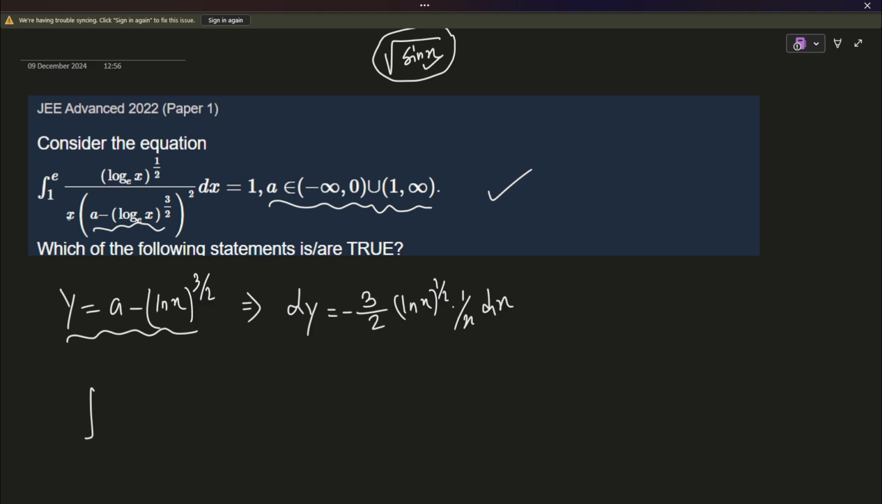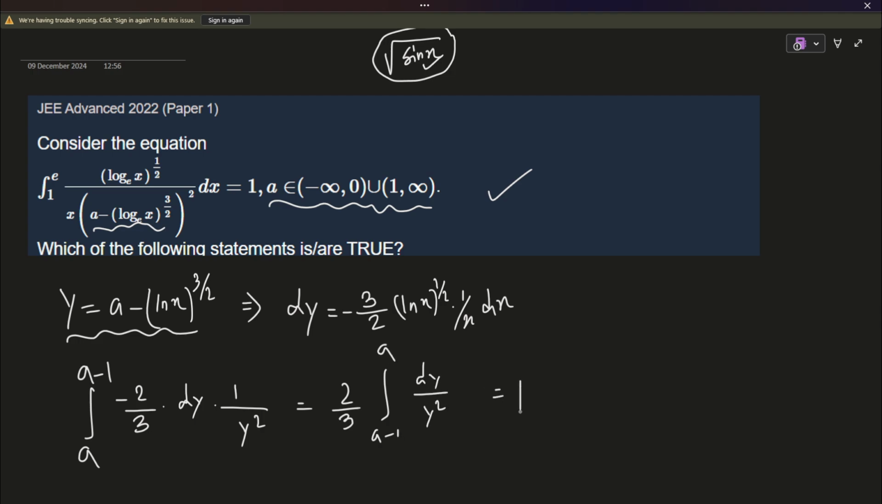तो what I can say about the limits, ln 1 क्या हो जाएगा 0, तो नीचे लिमिट आ जाएगा 1 and ln e क्या हो जाएगा a minus 1, ऐसा आ जाएगा. And then this whole thing is basically minus 2 by 3 dy, and then नीचे आ जाएगा आपका 1 by y square. And now you see कि this is nothing but 2 by 3, a minus 1 to a, and then dy by y square equals to 1. And now you can see कि dy by y square का आता है minus 1 by y. You can simply get a quadratic solution for a and all the options could be found out easily from that.